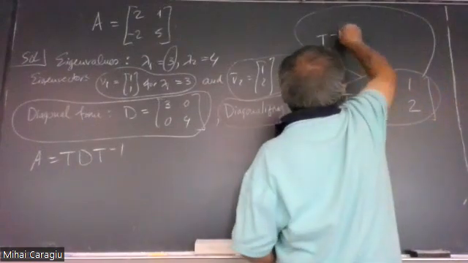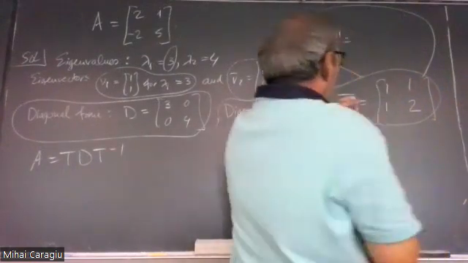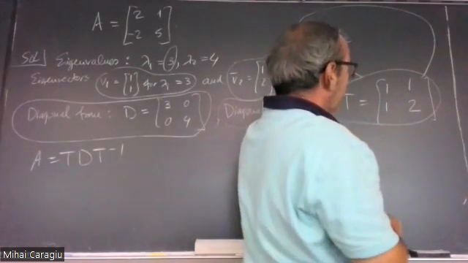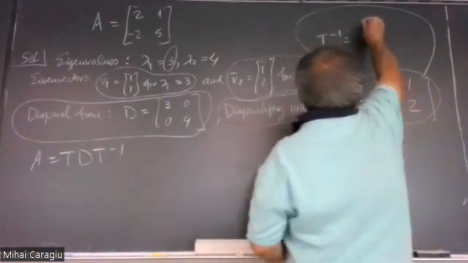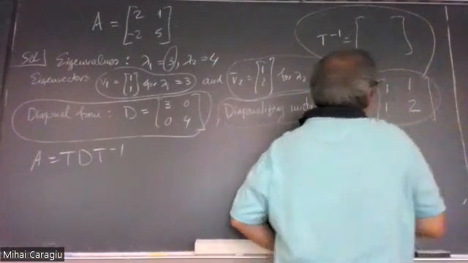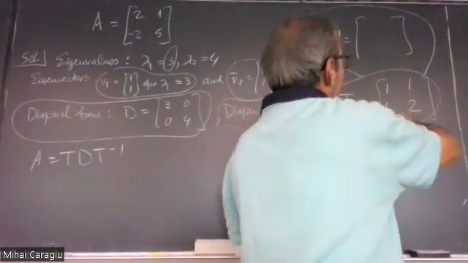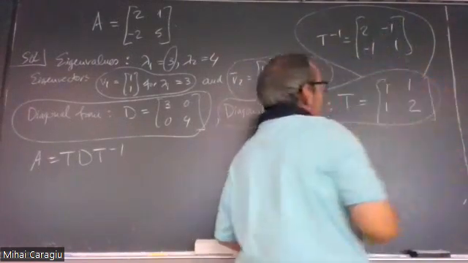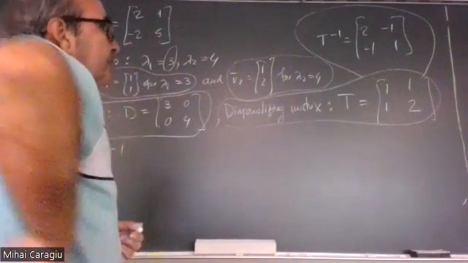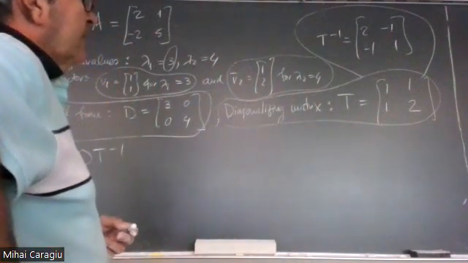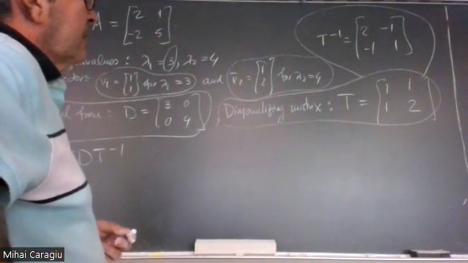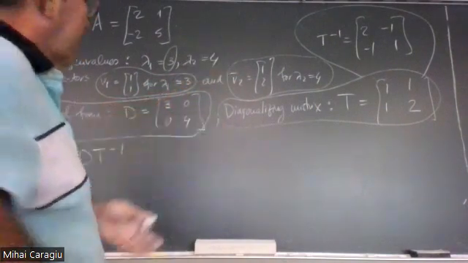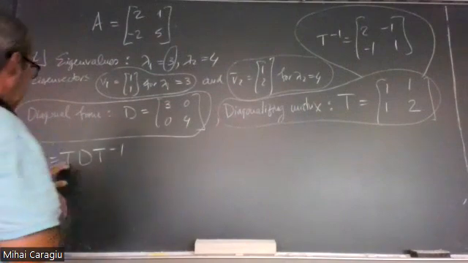T inverse is 1 over the determinant of T. The determinant of T is 1 times 2 minus 1 times 1, which is 1. So how do we find the inverse? Flip the main diagonal elements, so 2, 1 here, and switch the sign of the secondary diagonal elements, minus 1. That's the inverse of the diagonalizing matrix. So what's important? A equals T D T inverse.